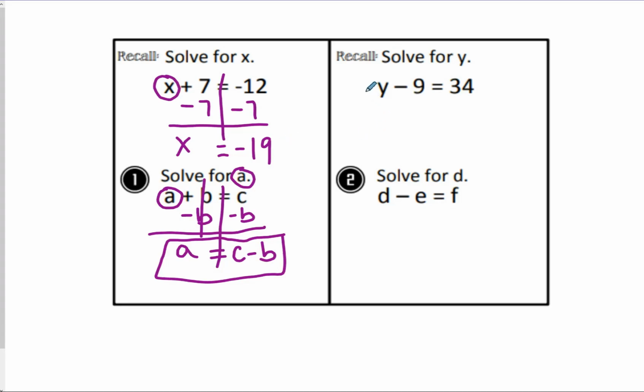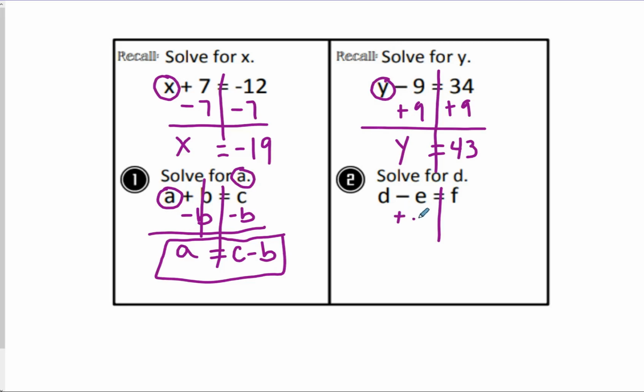Go ahead and try solving y minus 9 equals 34. So after solving, we end up with y equals 43. We applied the inverse operation of adding 9 to both sides in order to isolate the variable y. Try your best to solve example 2.